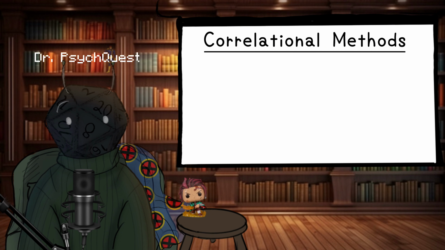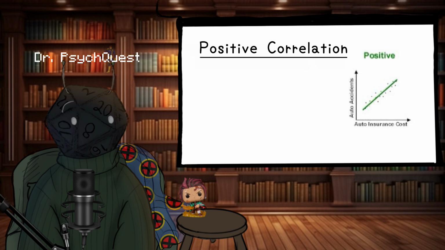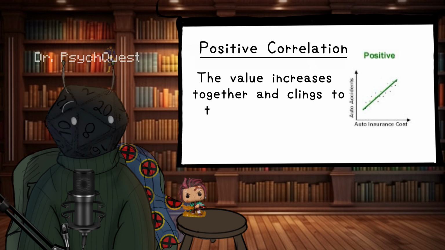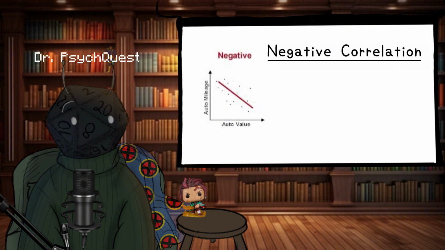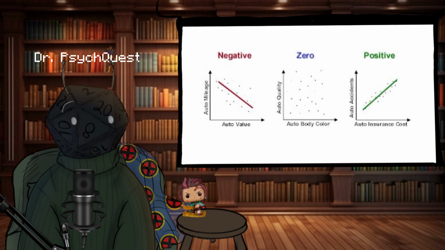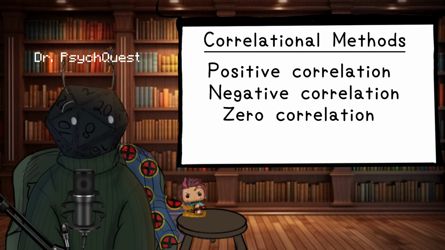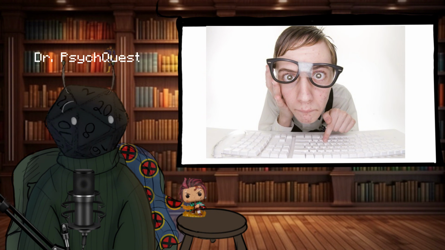A good visual example of positive, negative, and zero correlation is this random math chart that they used to show us. You have the positive correlation, which means the values increase together and cling to a positive slope. Negative correlation means that one value decreases as the other increases. And no correlation is kind of self-explanatory. Showing positive, negative, and zero correlation can help with correlational methods in finding the relationship between two different things. Like being a one-trick pony if you play Junkrat.